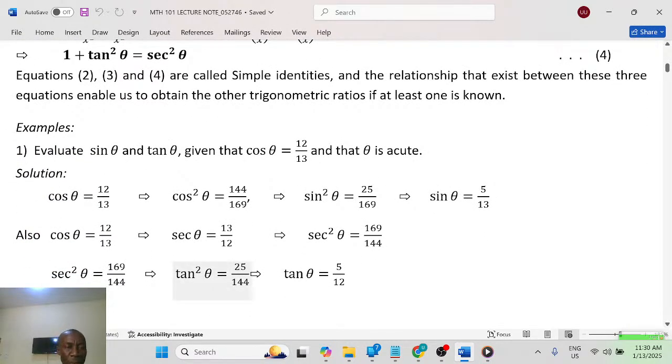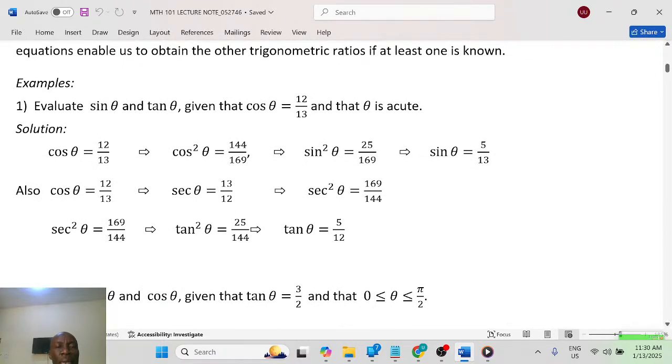Now we look at the first example here: evaluate sine theta plus tan theta, given that cos theta is equal to 12 all over 13, and theta, the angle, is an acute angle. Now the given value is cos theta, which is equal to 12 all over 13. If you square it, you have 12 squared, 144, 13 squared, 169. So it means that cos squared theta will give us 144 all over 169.